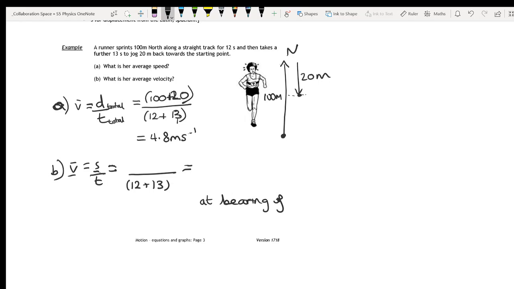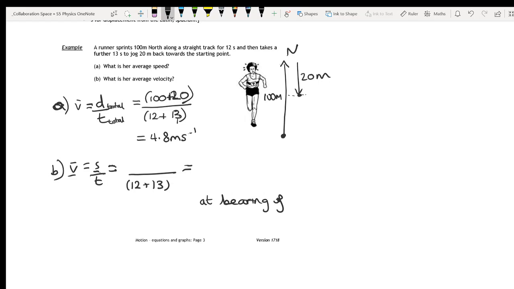Okay, guys, so I've done the first one already, because it's just total distance divided by total time. You don't have to write the total bit, but sometimes I find it a bit better just to specify what I'm using. So the speed is the total distance divided by the total time. So I sprinted 100 metres north and then 20 metres back south the way. Okay, so 100 metres and 20.